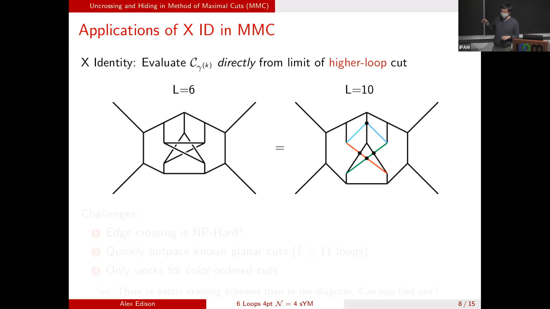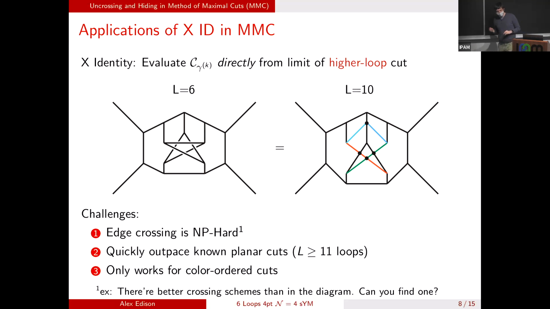So in this example, we have the L equals 6 cut on one side of the equality, and on the other side of the equality, there is some kinematic limit of some 10-loop cut where each of the colored lines are taken to have identified momentum. And there's a couple of black lines that are identified also. But basically, at all of the 4-point crossings, you identify the opposite momentum on either side.